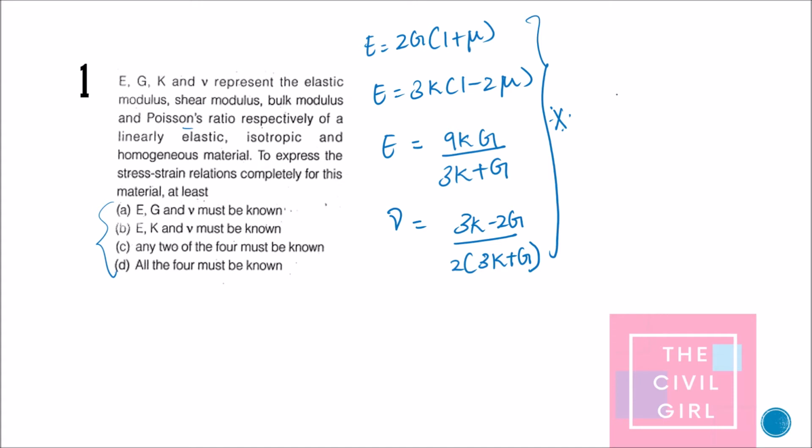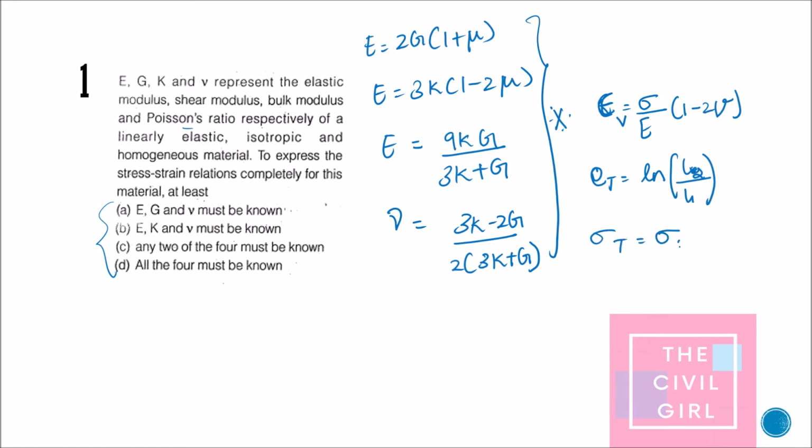In addition to it, in this chapter, the important formulas are: volumetric strain is equal to stress divided by modulus of elasticity into 1 minus 2 nu. And other important things: we have seen what is true strain, right? True strain is equal to ln of L2 by L1. If it is true stress, then it is equal to nominal stress into 1 plus E. So that's it. These are all the important formulas that you should keep in mind.